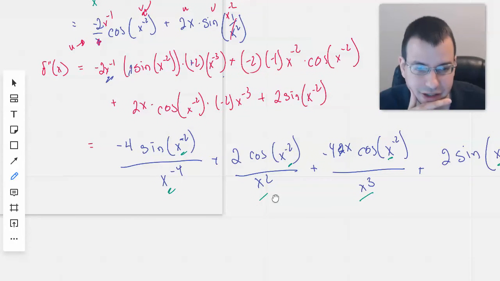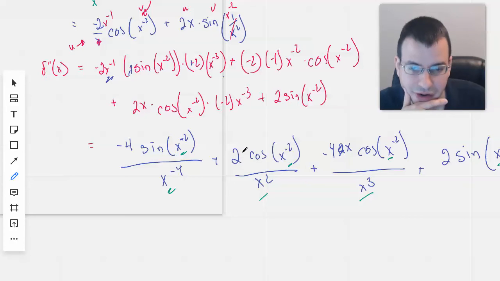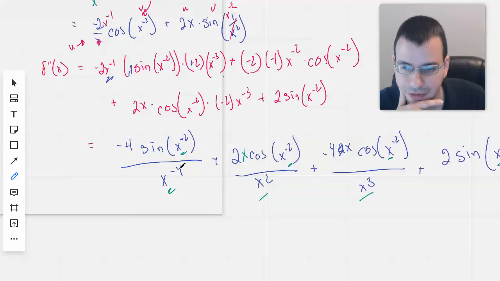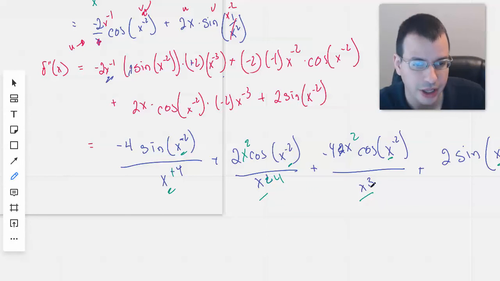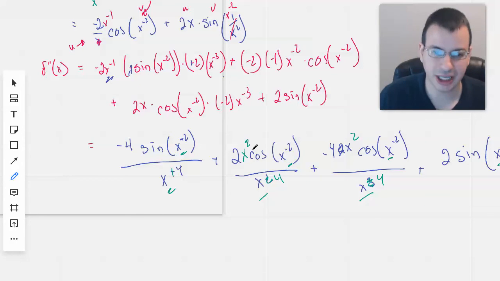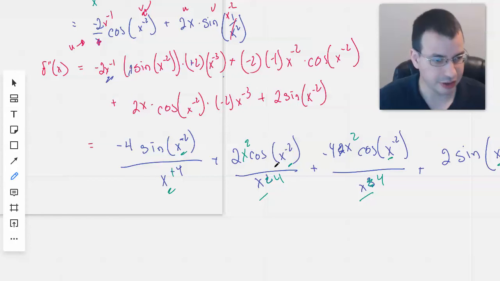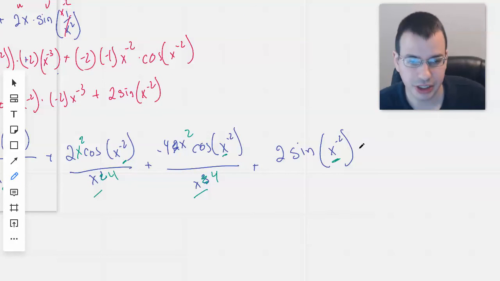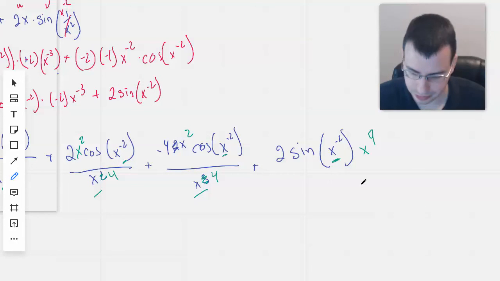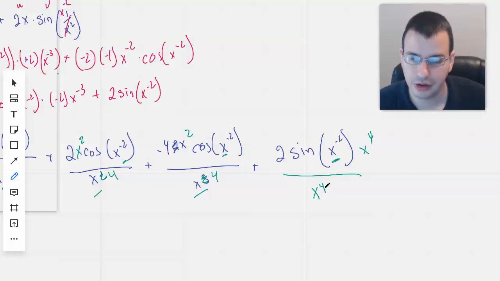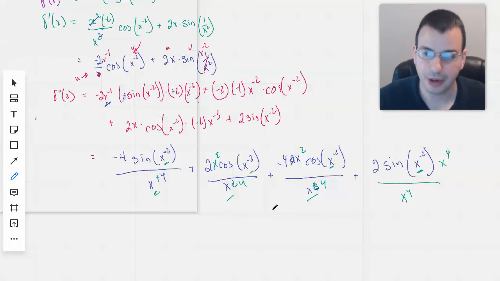And let's see here. To get a common denominator, we'd probably do x to the 4th. So it'd be x squared multiplying just by the appropriate number of x's so they'd all be on the same, so we can combine everything. And this would be x to the 4th over x to the 4th. And so now we'd be able to combine everything.